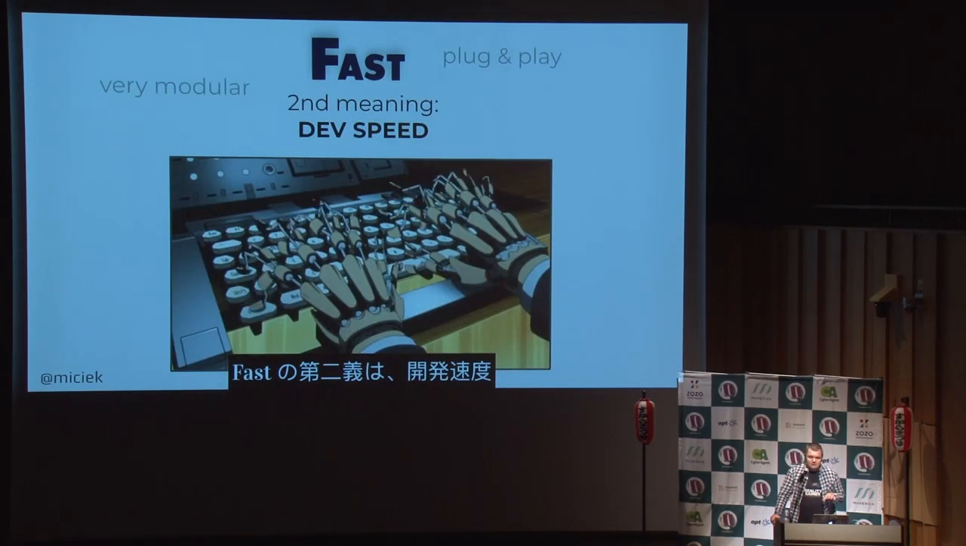And the second meaning of fast, in the title fast and functional, is development speed. How quickly can we do something? How quickly can we create a new functionality? How quickly can we replace the HTTP server? How quickly can we replace the HTTP client? How quickly can we do those kinds of exchanges in the code? If this is very modular and we can use plug and play, this development speed should also be very, very fast. I will show you how to do that and how we are doing this in real applications.